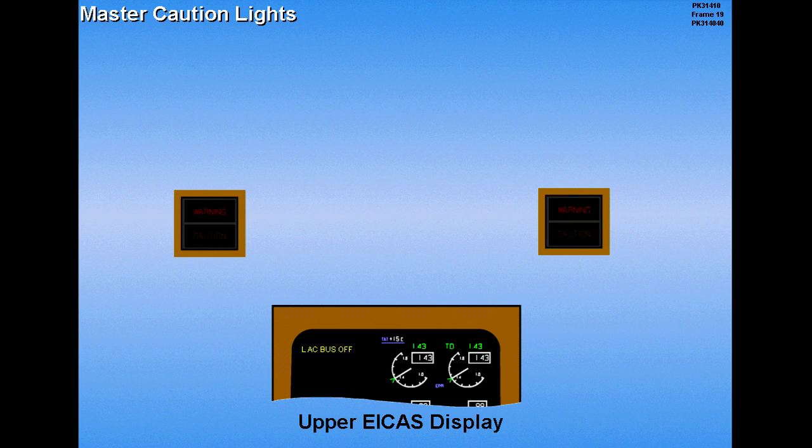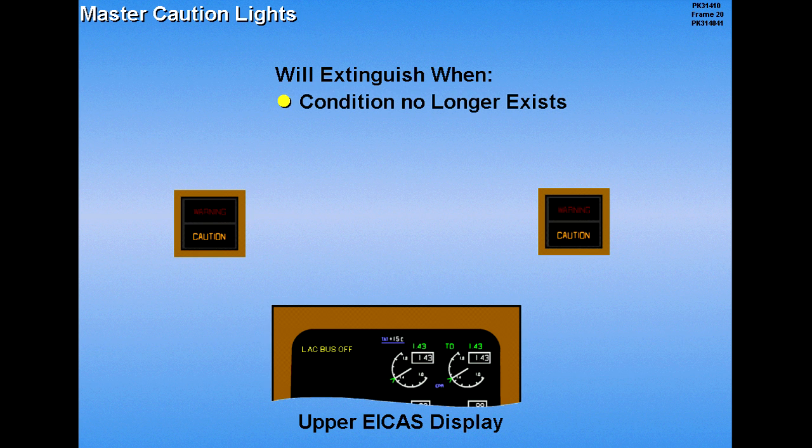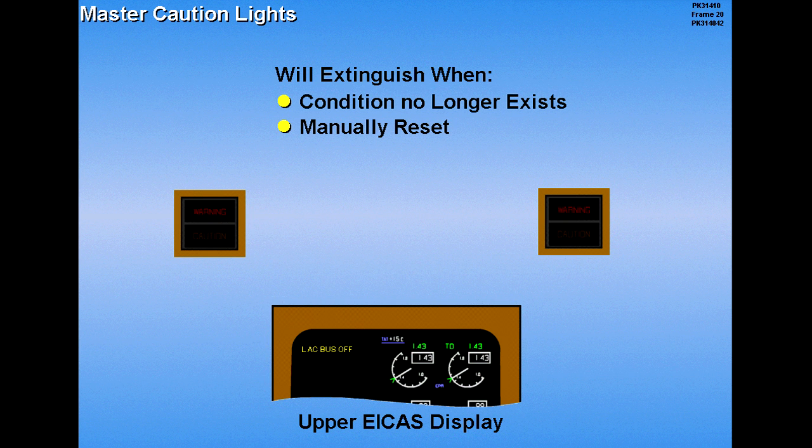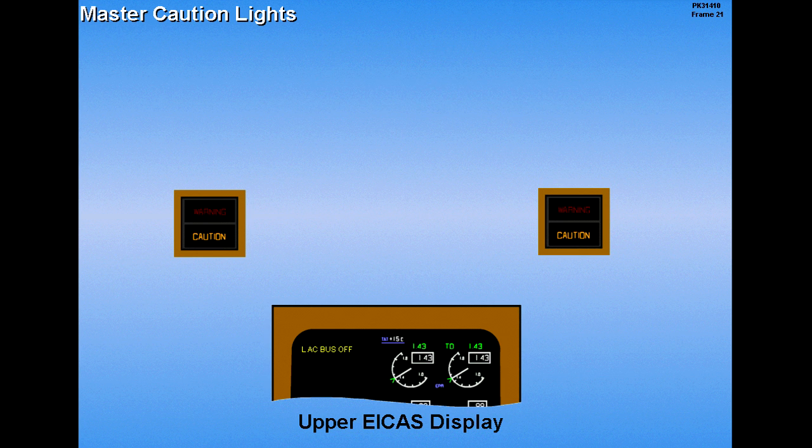The master caution lights illuminate and an aural warning sounds each time a new caution message appears on the EICAS display. The master caution lights will extinguish when the condition no longer exists, or until manually reset by pressing either of the master warning caution reset switches. Now click on either master warning caution switch to simulate resetting the master caution lights.